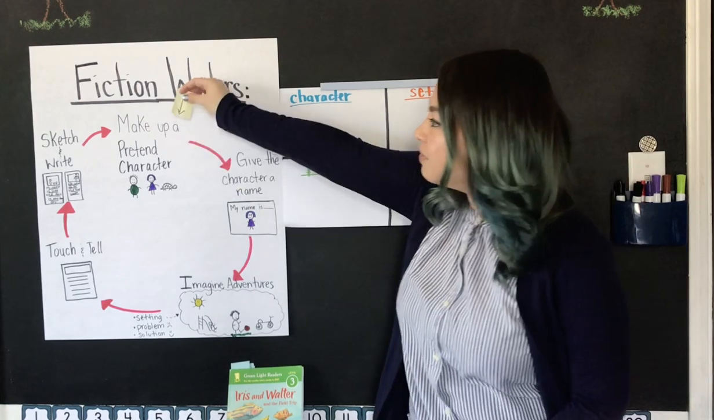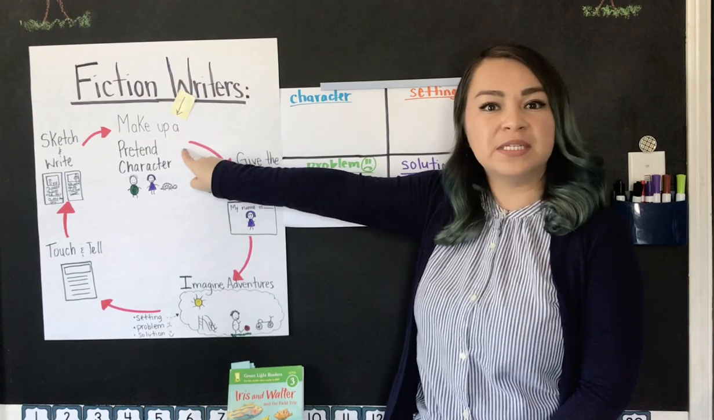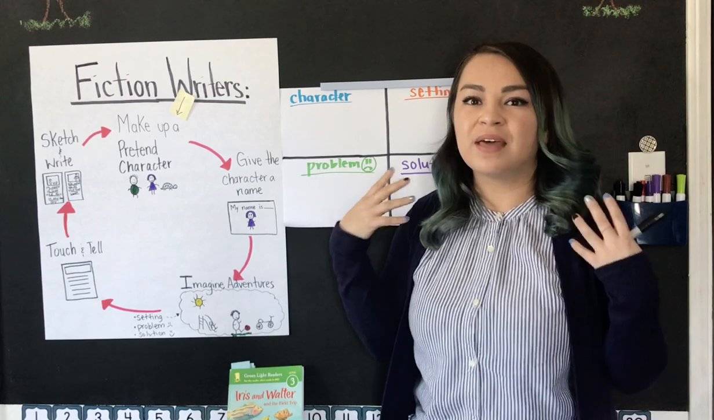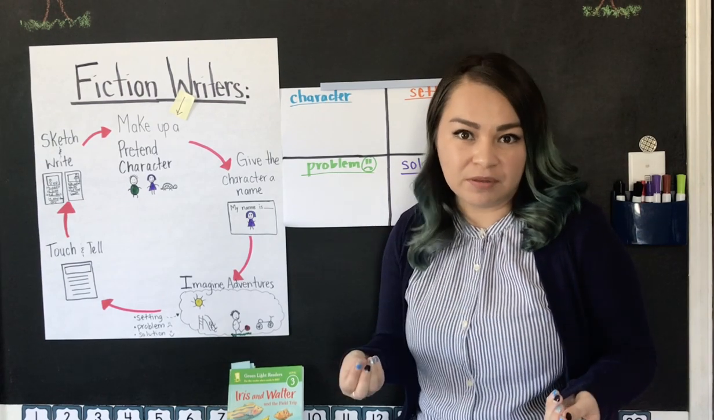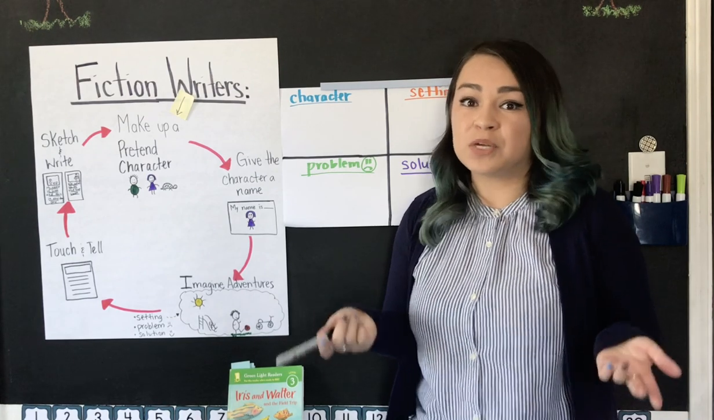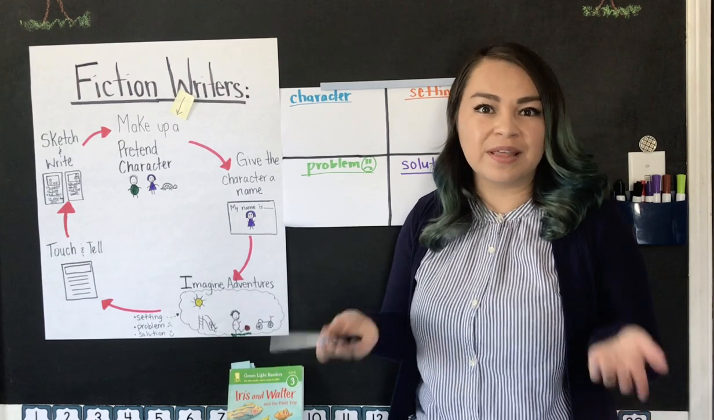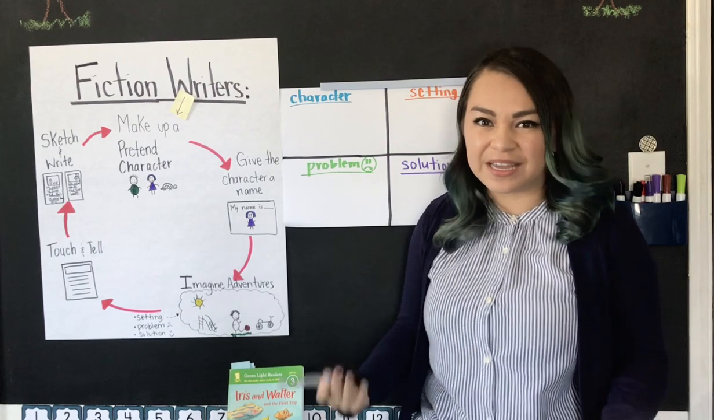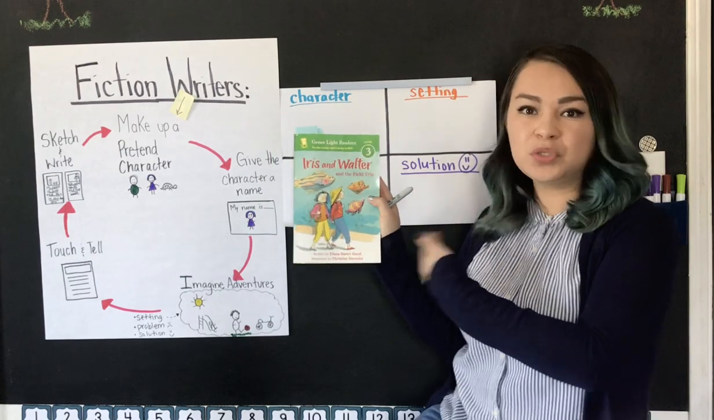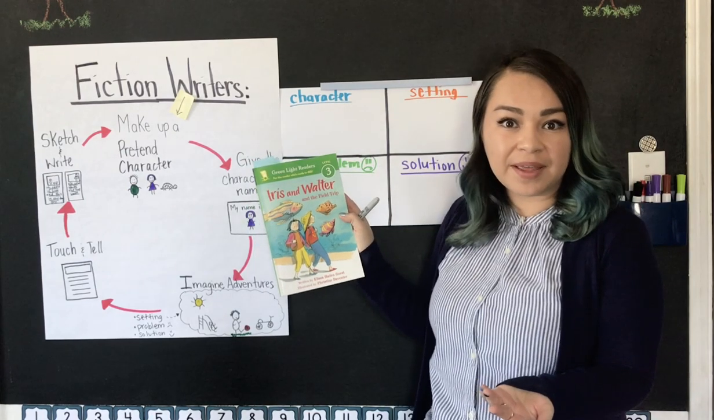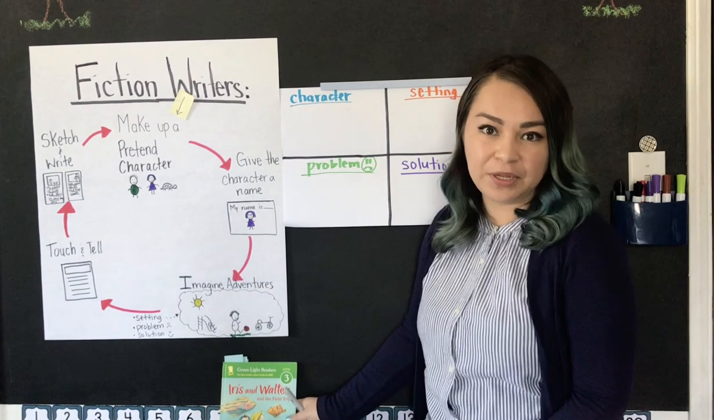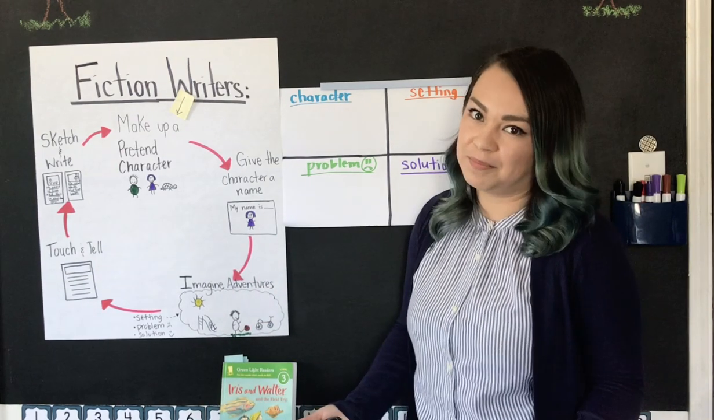The first thing that I have to do is make a pretend character. I need to come up with a character that is or could be real. Sometimes it helps to make a character that reminds you of someone that you know, or it could be a character that resembles you. Just like in Iris and Walter, they are two characters that could be real, right? I need to think of my character that could be real, even though they may not be.